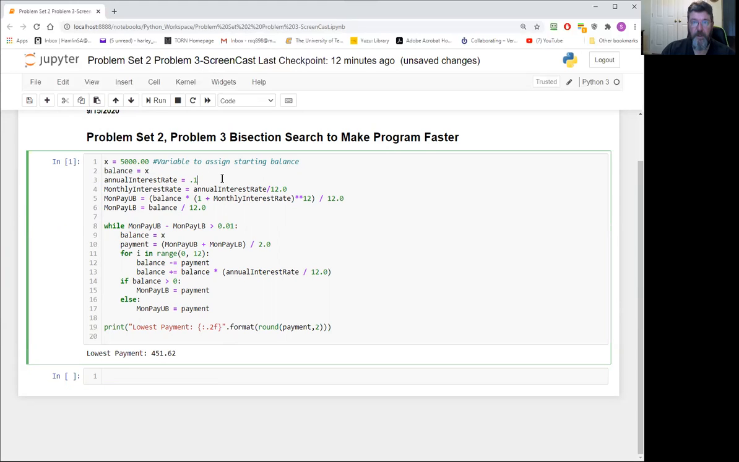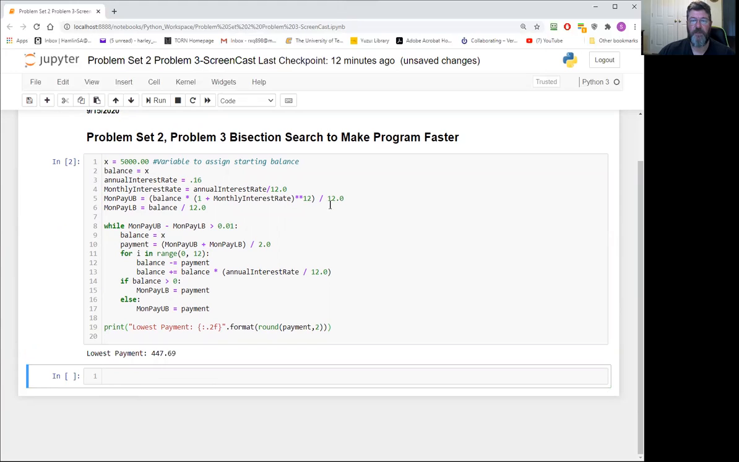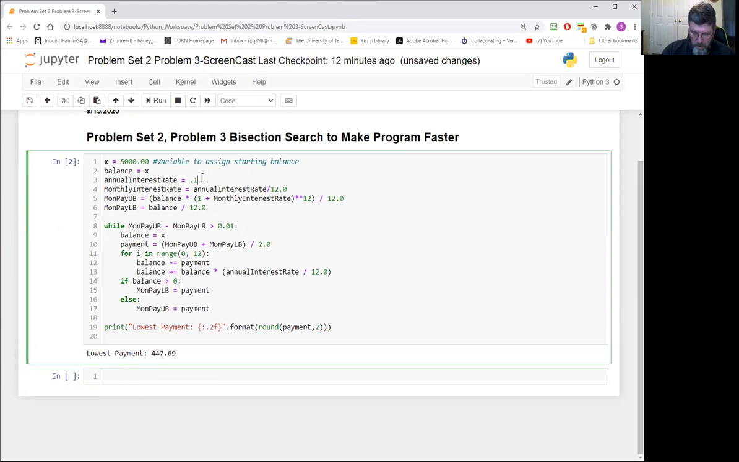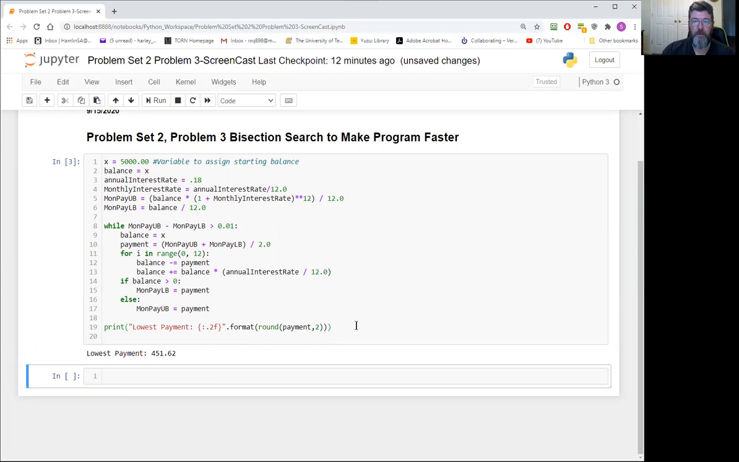Let's say we made the annual interest rate only 0.16. We would figure the lowest payment should go down with the lower interest rate, right? It was 451.62, and it does go down, to 447.69. So I believe I've got this correct, and yes, it works.